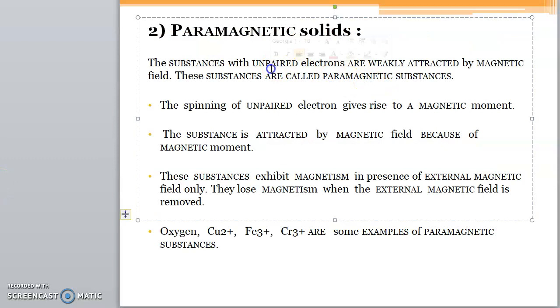Paramagnetism, they've got unpaired electrons in it. Okay, so the spinning of unpaired electrons gives rise to a magnetic moment. Magnetic moment is just a term used to measure magnetism. Okay, the substance is attracted by a magnetic field because of the magnetic moment. These substances exhibit magnetism in the presence of an external magnetic field only. They lose magnetism when the external magnetic field is removed. Okay, so elements like oxygen, copper, iron, chromium are some examples of paramagnetic substances. So they do have unpaired electrons.